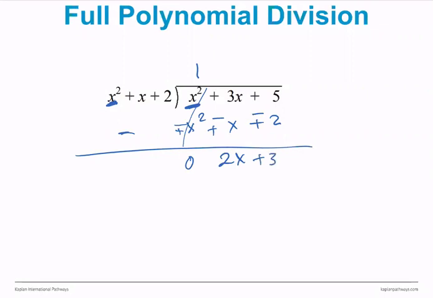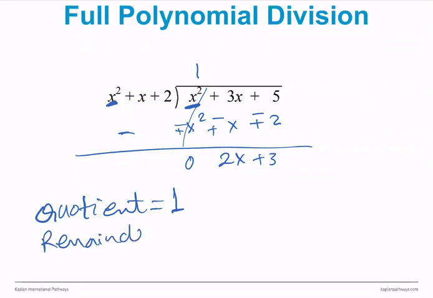So now I have 2x plus 3, whose power of x is less than the power of x squared. So we can't continue. So in this case, we will say the quotient equals 1, and the remainder equals 2x plus 3. Okay?